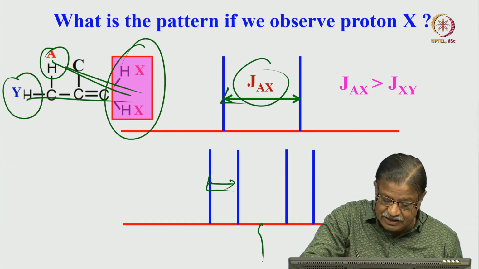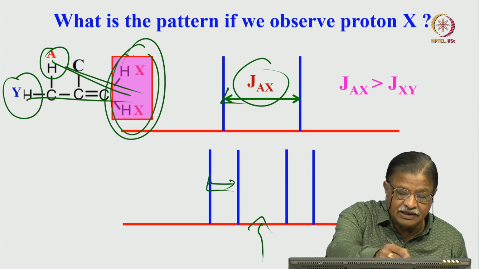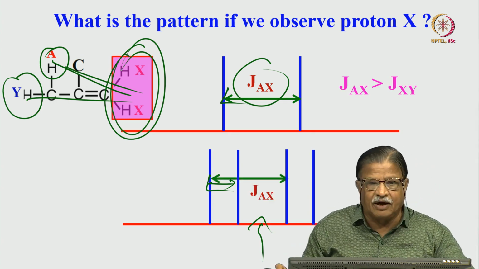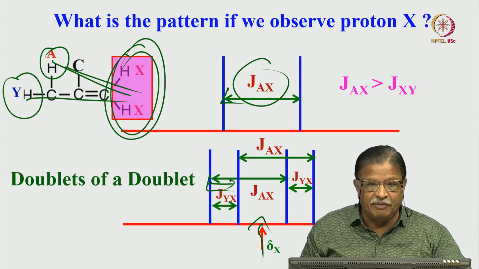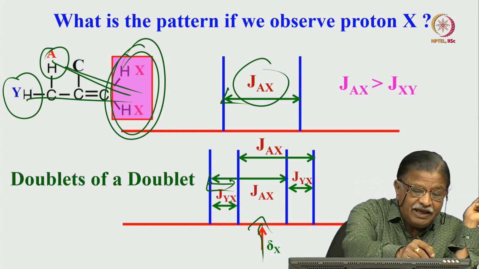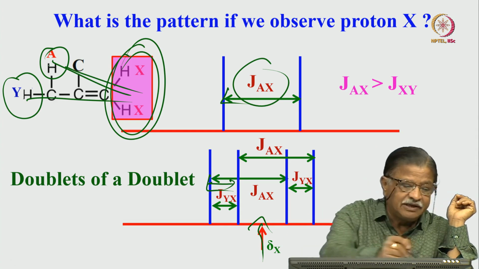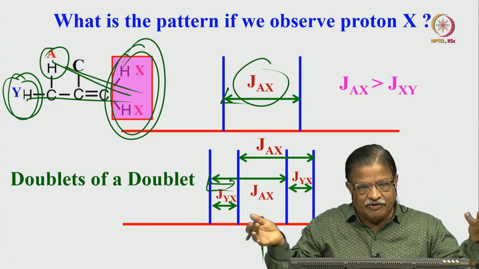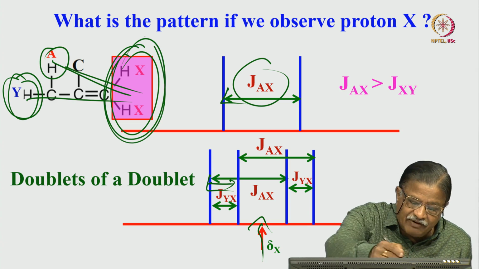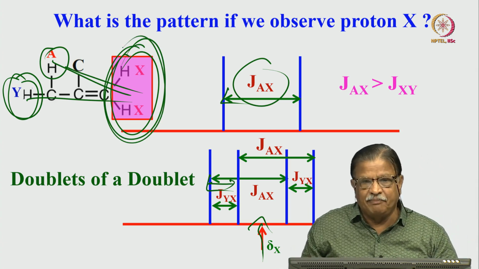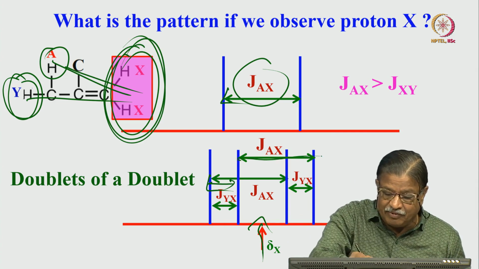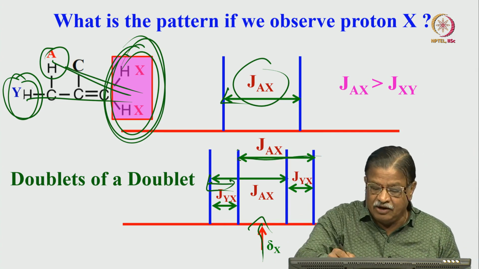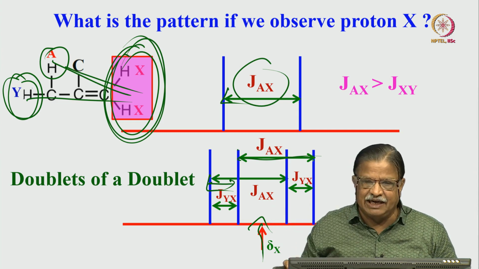Of course, the center of this is nothing but the chemical shift of this X. So, what is this pattern called? This is again called a doublet of doublets. Remember the pattern: when we observed A, it was a doublet of triplets. When I observed Y, it was a doublet of triplets. But whereas I am observing X here, the pattern is a doublet of doublets. The larger separation from any line of the doublet to the other line of this doublet is exactly identical.